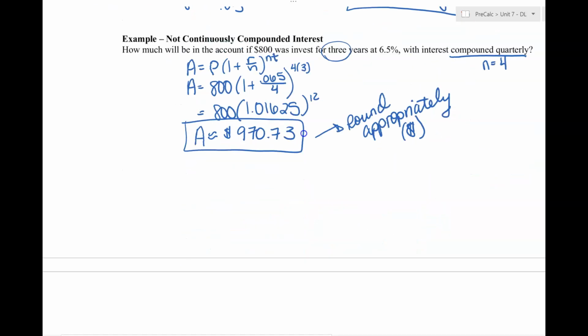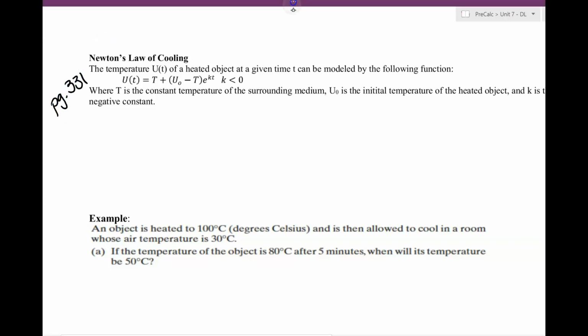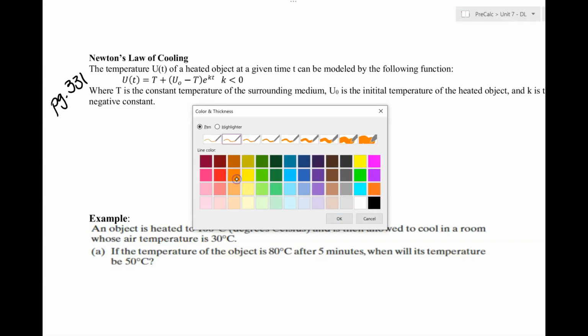All right, our last type of problem that we're going to see is Newton's law of cooling, and some of you might have experienced this already depending on if you've taken physics or not. And this can be found on page 331 of your textbook.